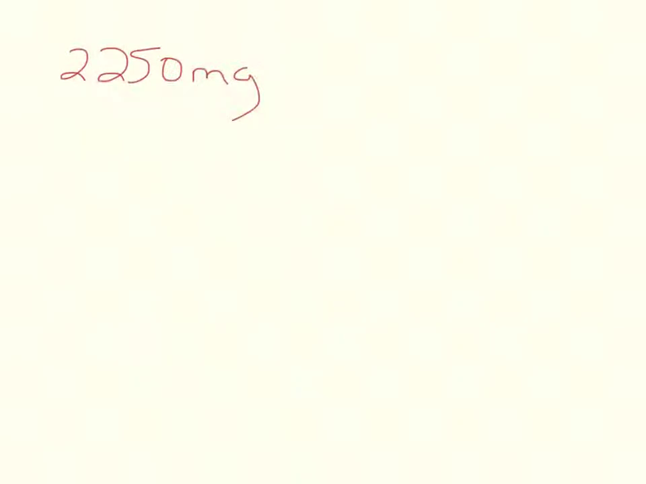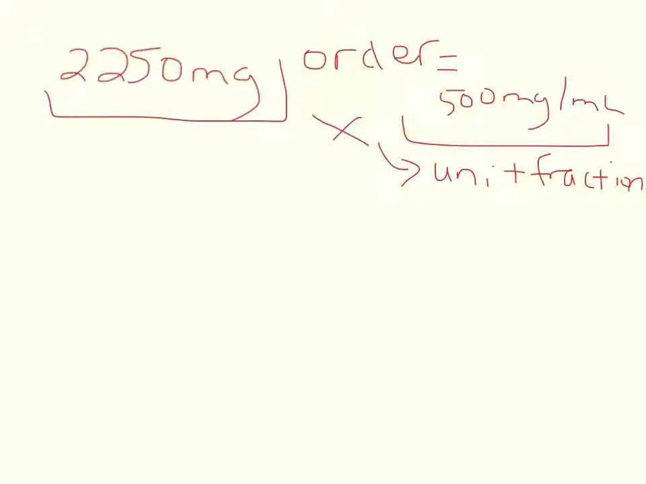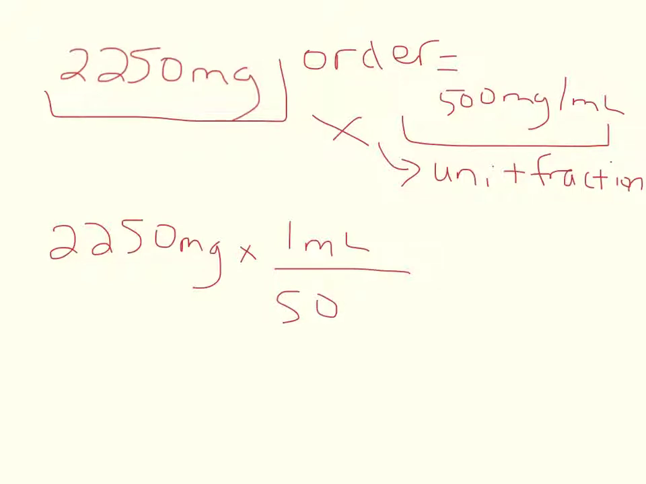Now what we're going to do is figure out, because the order tells us that the strength of the drug is 500 milligrams per milliliter, that is our second unit fraction that we will use to determine the number of milliliters that this patient needs. So we will take our now converted grams to milligrams and multiply that by our unit fraction, and I will do that down below. So we have 2,250 milligrams that need to be given to this patient, and we're going to multiply that by 1 milliliter over 500 milligrams.